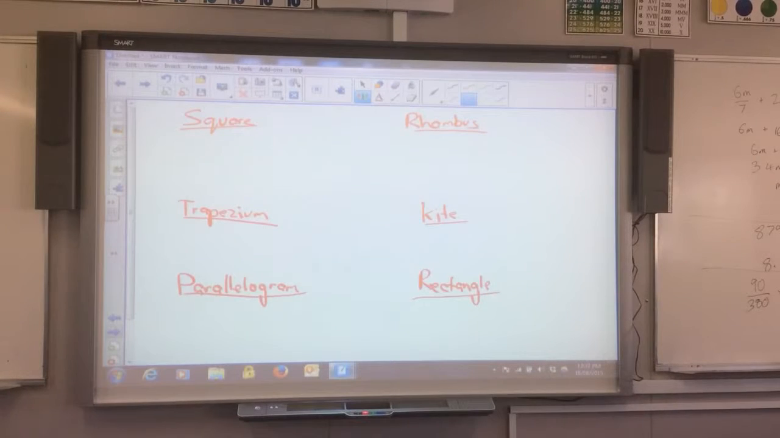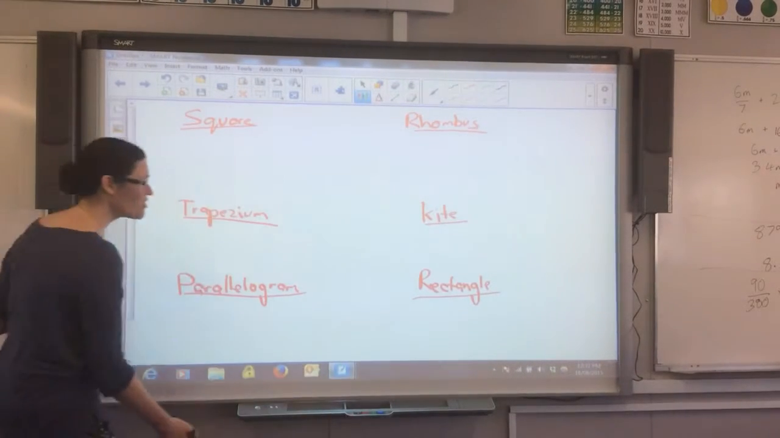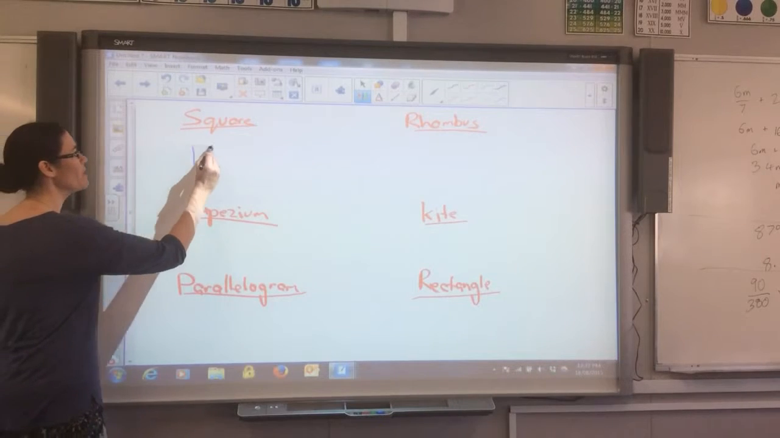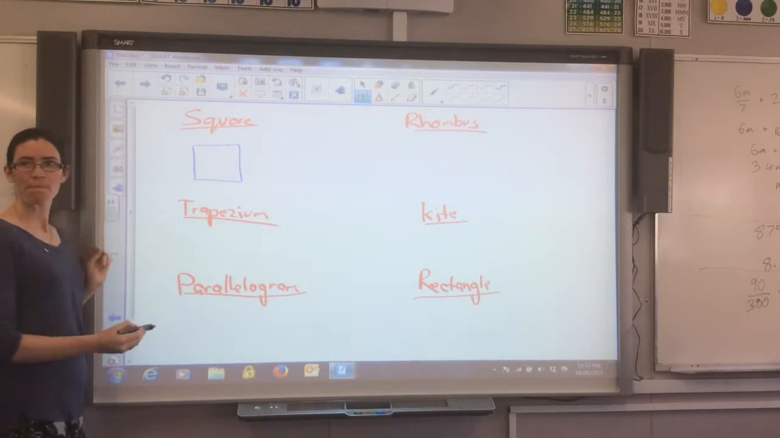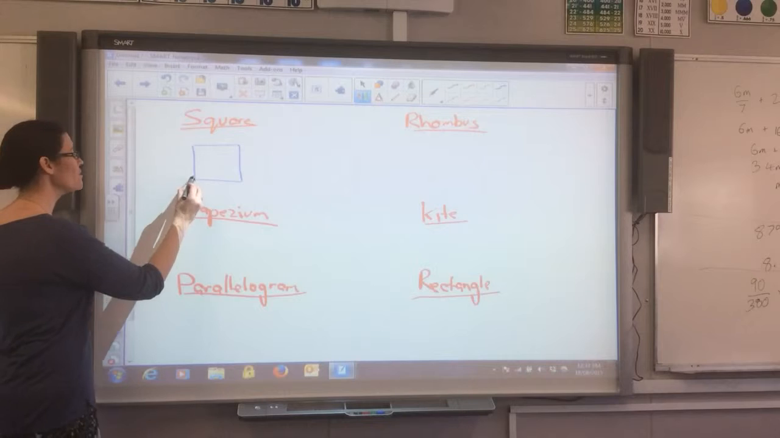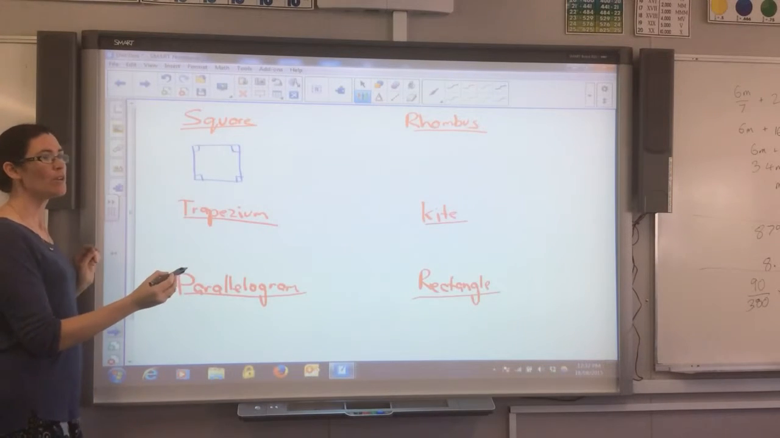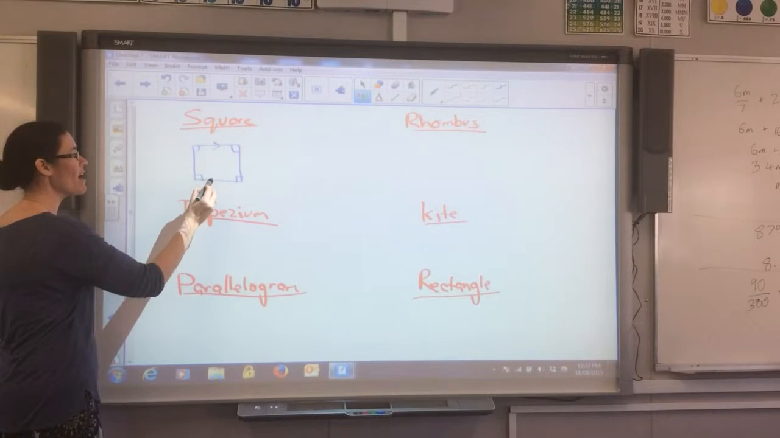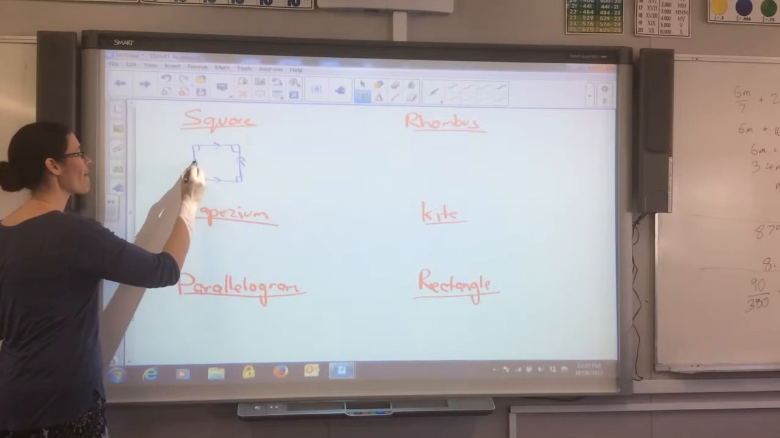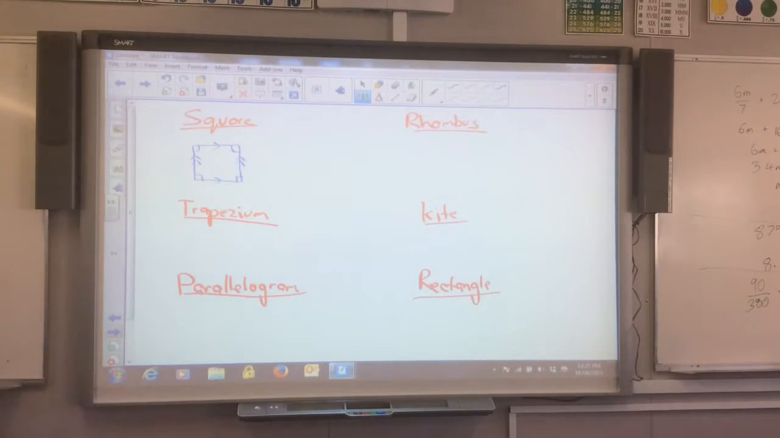Quiet. Okay, in each of these shapes, they all have their own special properties. Square's the one you're most familiar with. What are some of the special properties of a square? All angles are 90 degrees. They're all opposite sides parallel. Beautiful, Bryce. What are we missing?